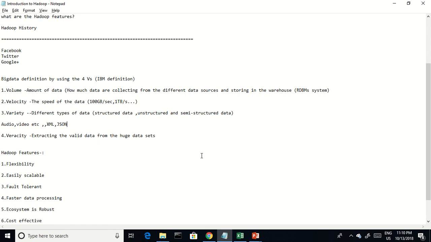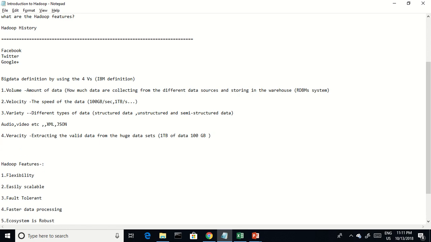And the fourth V is veracity of the data. What is veracity? Say I have a huge amount of data, for example 1 TB of data. From that 1 TB, for my business logic, I can utilize 100 GB of data, which is very meaningful for this problem statement. So that is called veracity: extracting valid information from a huge amount of very inconsistent data.